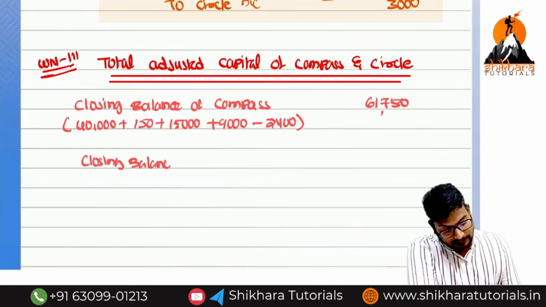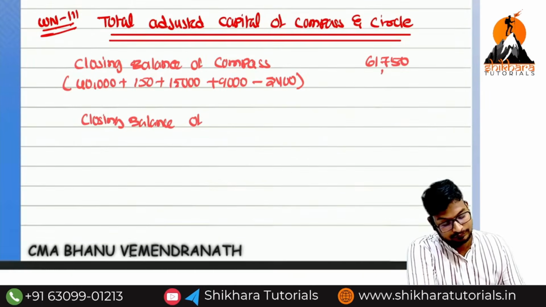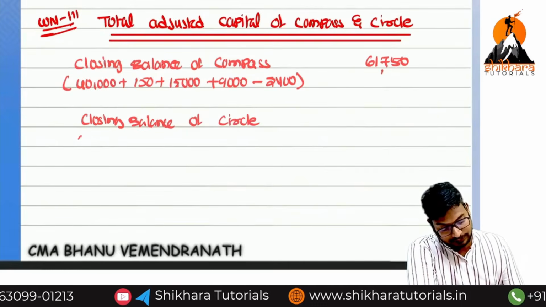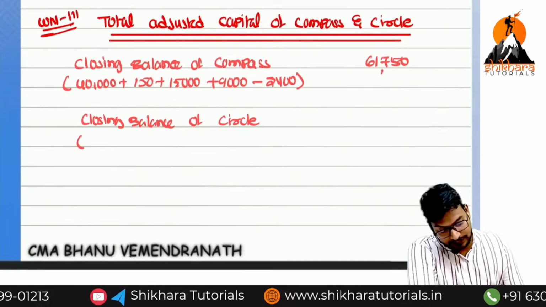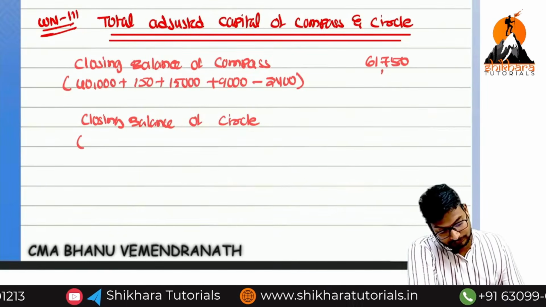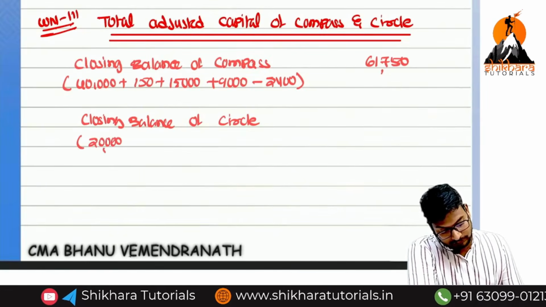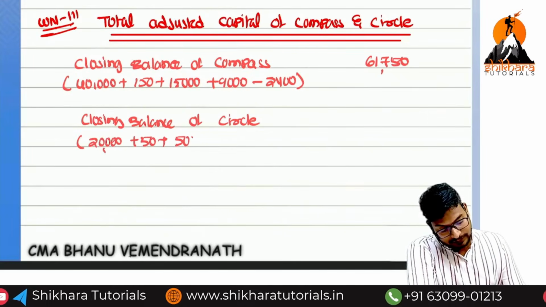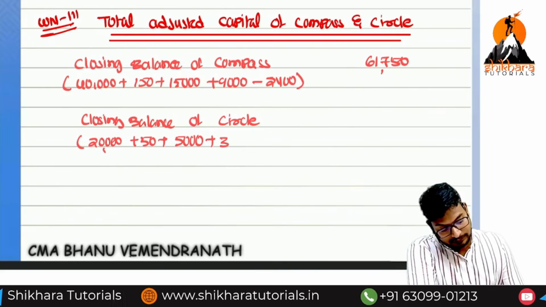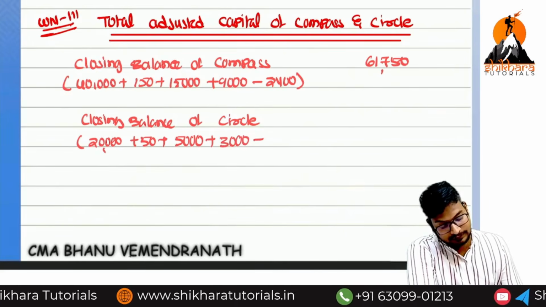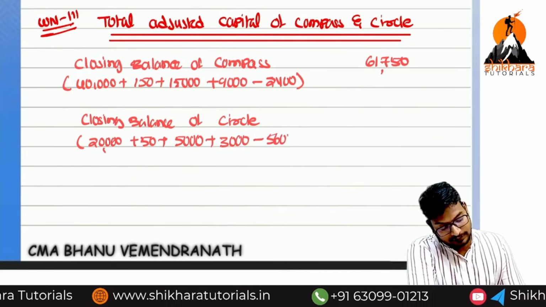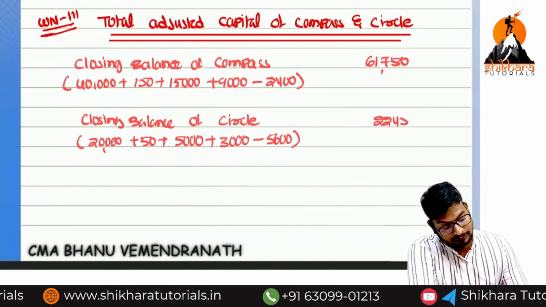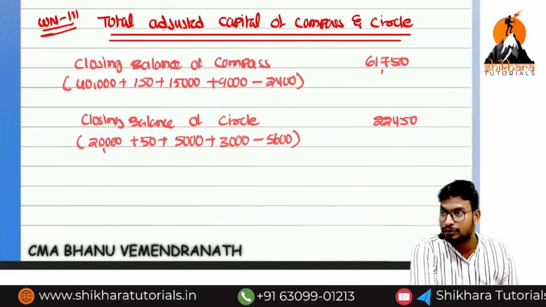Next, closing balance of circle. How much, amma? 20,000 plus 50 plus 5,000 plus 3,000 minus 5,600. How much, amma? 22,450. Only these two things we need to add.